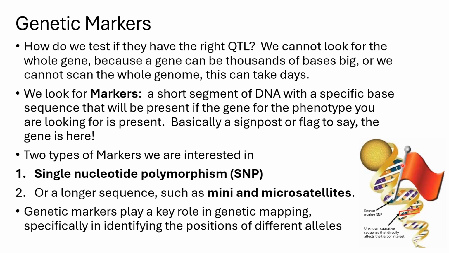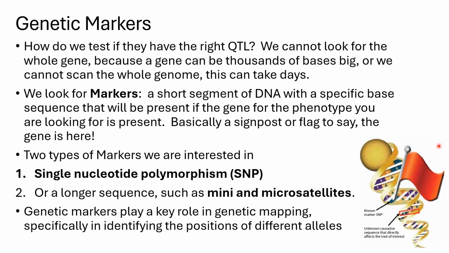Do you understand? So if there's a marker that we look for, instead of looking for the whole gene on the whole genome, we just look for the marker, because the marker is associated with the gene. Sometimes the marker is inside the gene, sometimes it's outside of the gene, but the marker is associated with it. So if the marker is there, it means the gene you're looking for is there.